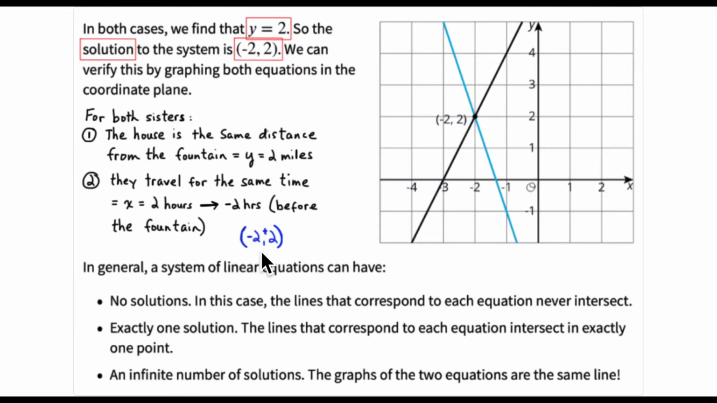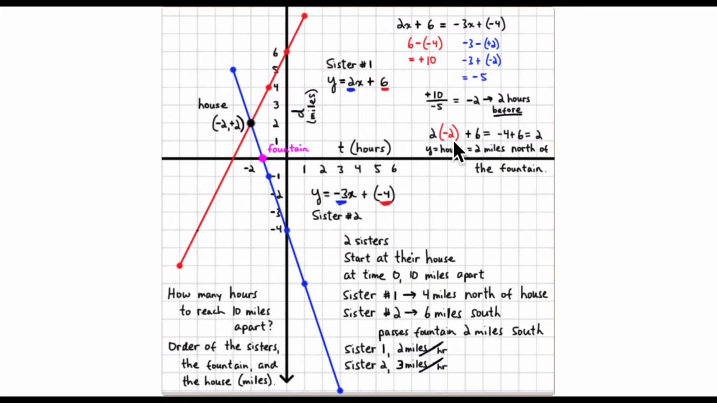So again, when the time is 2 hours before they are 10 miles apart, or at the time that they leave the house, that house doesn't change. For both sisters, it is 2 miles, and in this case, 2 miles north of the fountain. So when x is equal to negative 2, so this is 2 hours before they are 10 miles apart, y is equal to 2. So 2 times negative 2 is negative 4. 6 plus negative 4 is equal to 2. So the house is 2 miles north of the fountain.